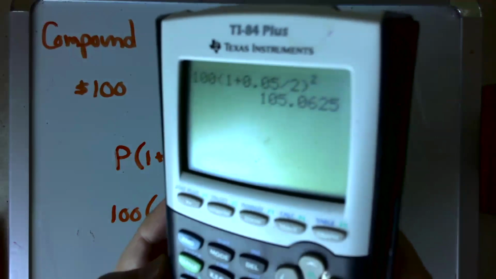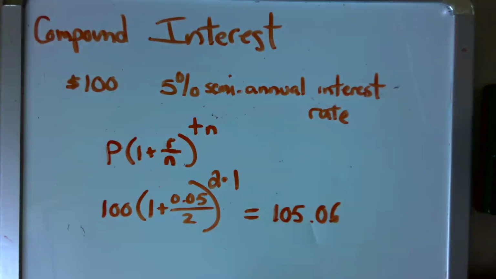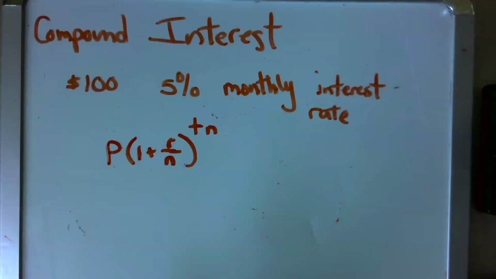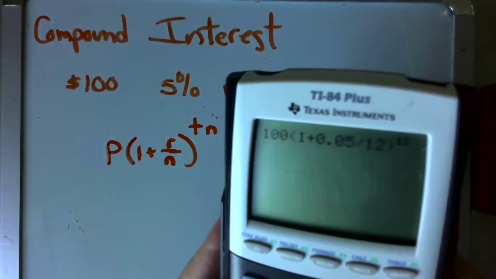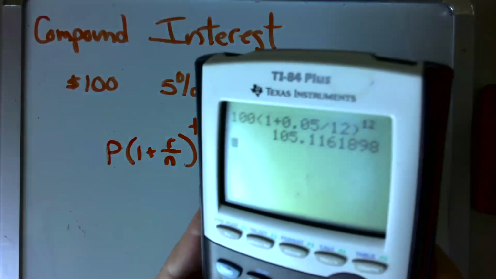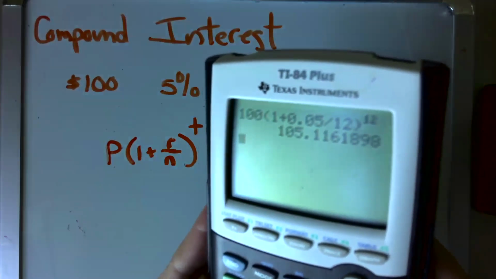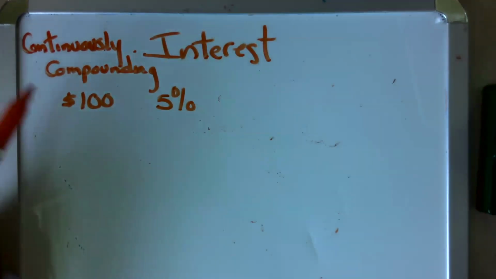So the more frequently your interest rate is compounded, the more money you'll earn each year. Now let's take a look at another situation. Let's say that we're offered that 5% monthly. All right, so what's our n going to be in this case? That's right, it's going to be 12 because monthly means we compound it 12 times a year. So let's put those numbers into our calculator. So that's 100 times 1 plus 0.05 over 12 raised to the 12. And again, we can see that gave us even a little more money in a first year, $105.12.